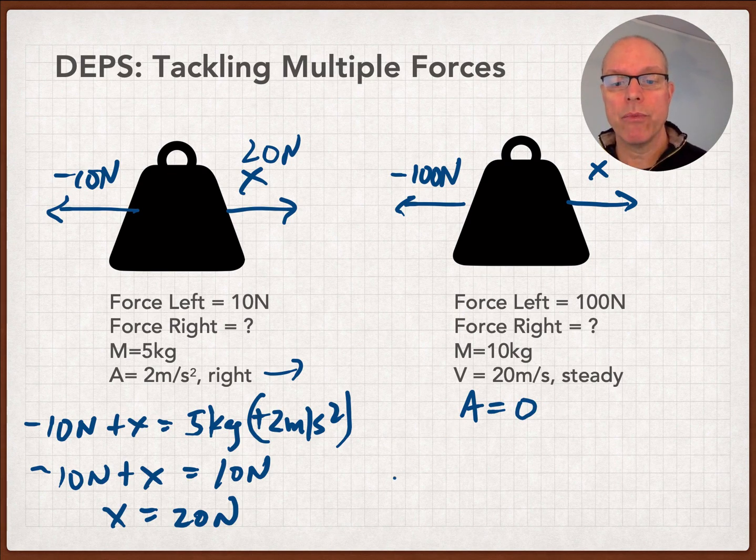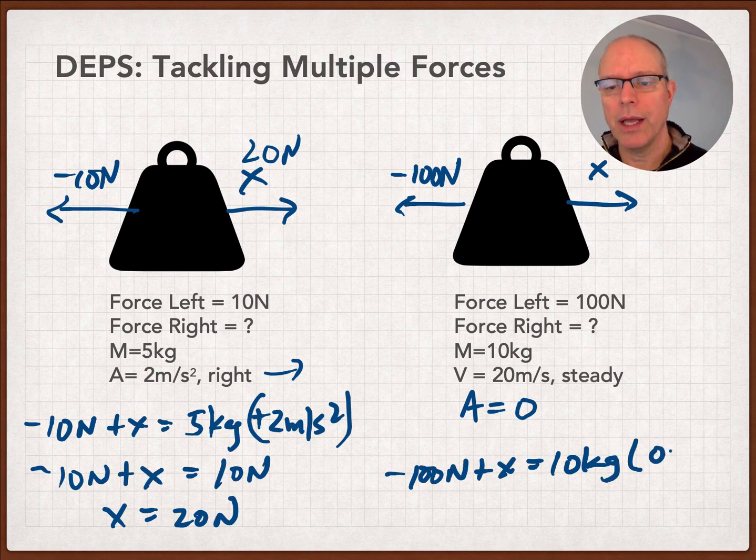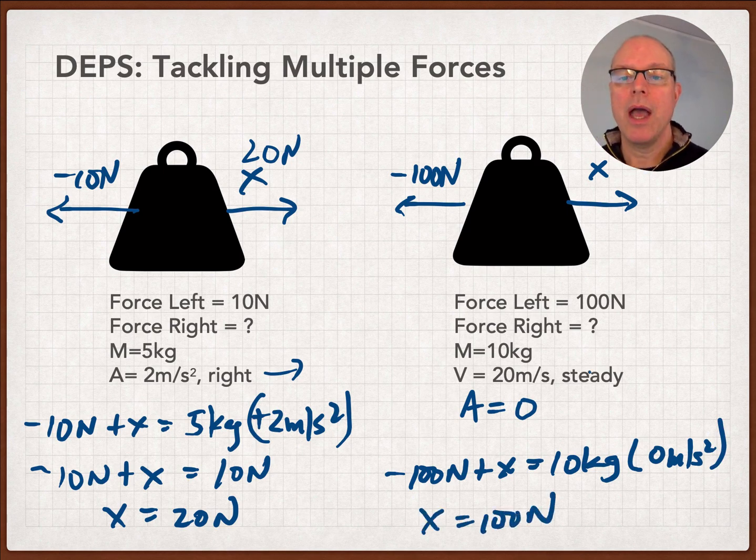If we do the math, we're going to say -100 newtons plus x equals 10 kilograms times the acceleration, nothing. And so what happens is this whole side goes away, right? What does it really mean? Is that if -100 newtons plus x equals 0, that means that x equals +100 newtons. And this is the essence of driving at steady speed.